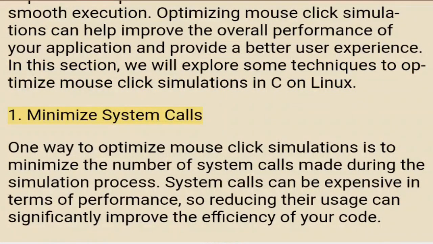1. Minimize system calls. One way to optimize mouse click simulations is to minimize the number of system calls made during the simulation process. System calls can be expensive in terms of performance, so reducing their usage can significantly improve the efficiency of your code.